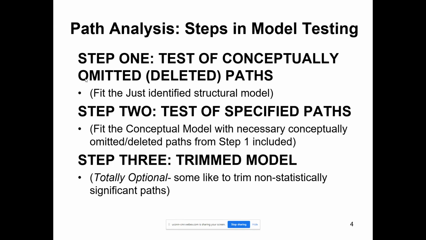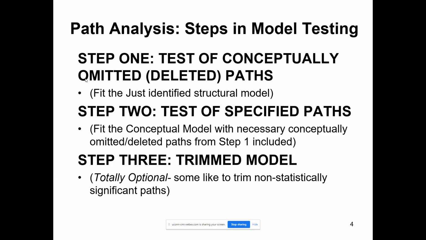Anything that has a p-value above this or an effect size below this, however you want to say it, I'm going to consider not necessary. I'm going to call that close enough to 0 to not matter. Okay, so that's step 1. I'm only going to look at those paths. I'm not going to look at my specified paths.